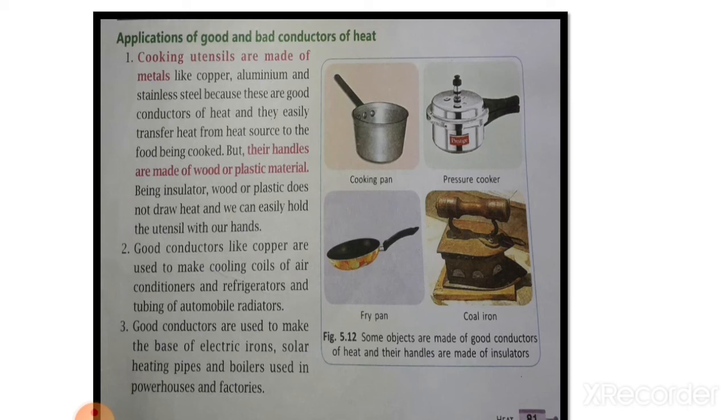Next, good conductors like copper are used to make cooling coils of air conditioners and refrigerators and tubing of automobile radiators. Good conductors are also used to make the base of the electric iron, solar heating pipes, and boilers used in powerhouses and factories. Not only this, there are many more applications given in your textbook. I'll read just one or two points.